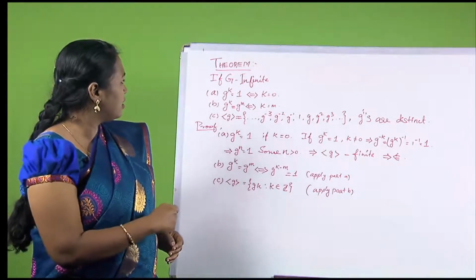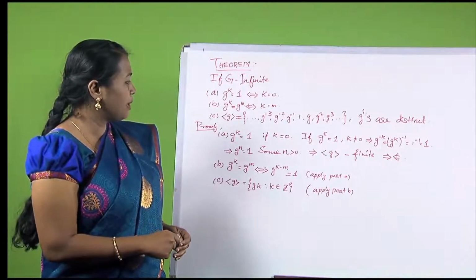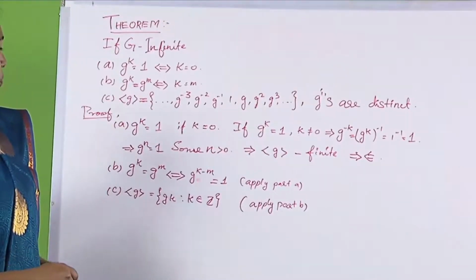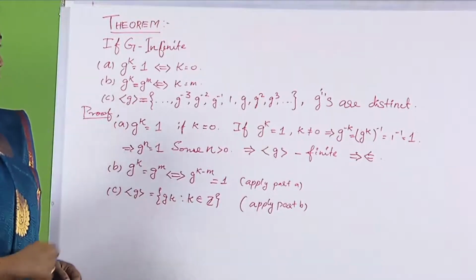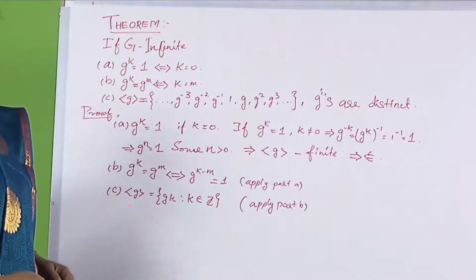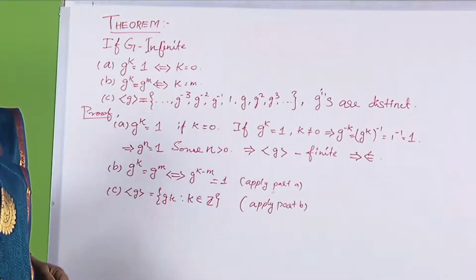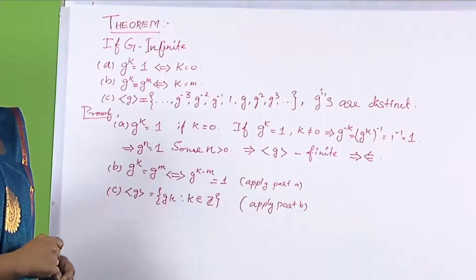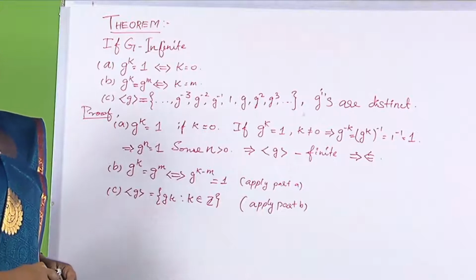Part B, the property B: if g power k is equal to g power m, now, this is true if g power k minus m is equal to 1. So, all we have to do is apply A here, and therefore, you will get k minus m is equal to 0 or k is equal to m. So, B is proved. Now, when we come to C, g can be written as g power k, where k belongs to Z. All you have to do is apply B here. So, already we have proved B, that g power k equal to g power m if and only if k is equal to m. So, you need to prove that the g powers are distinct.